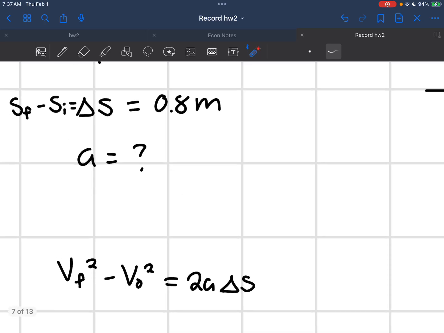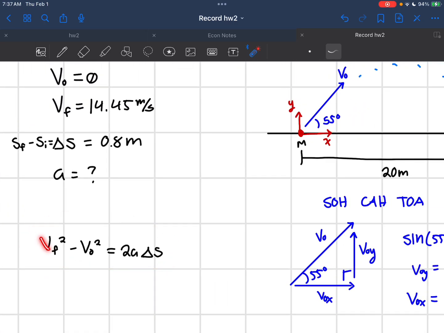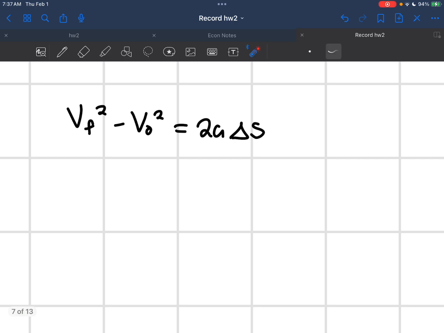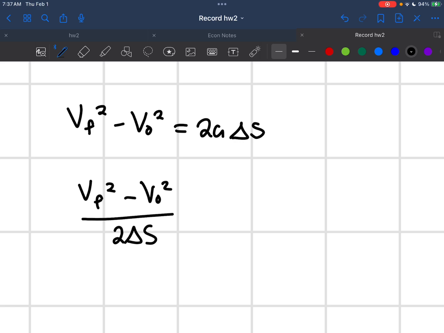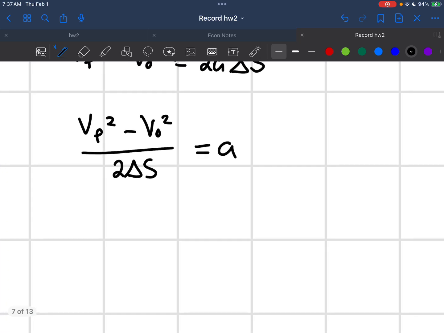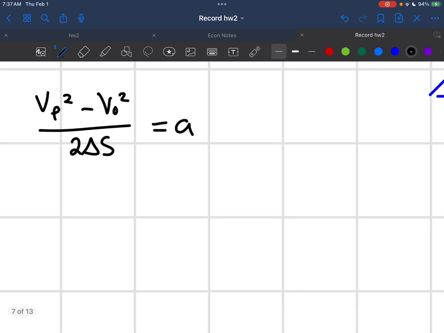Okay. So in this equation, I know everything except for a. I know delta s, I know my two velocities. So it's just one equation, one unknown. So solving for a, I'm going to divide by 2 and divide by s. So it'll be v final squared minus v naught squared over 2 delta s equals a. Then all I've got to do is plug in my numbers. I plug in 0.8 for this. I plug in my 14.45. I plug in 0. That'll give me an acceleration of about 130.5 meters per second squared.